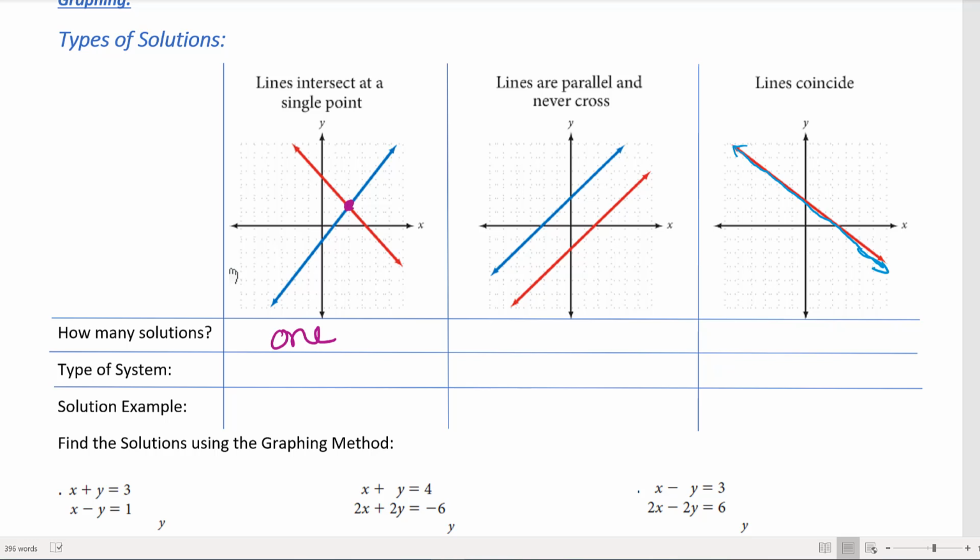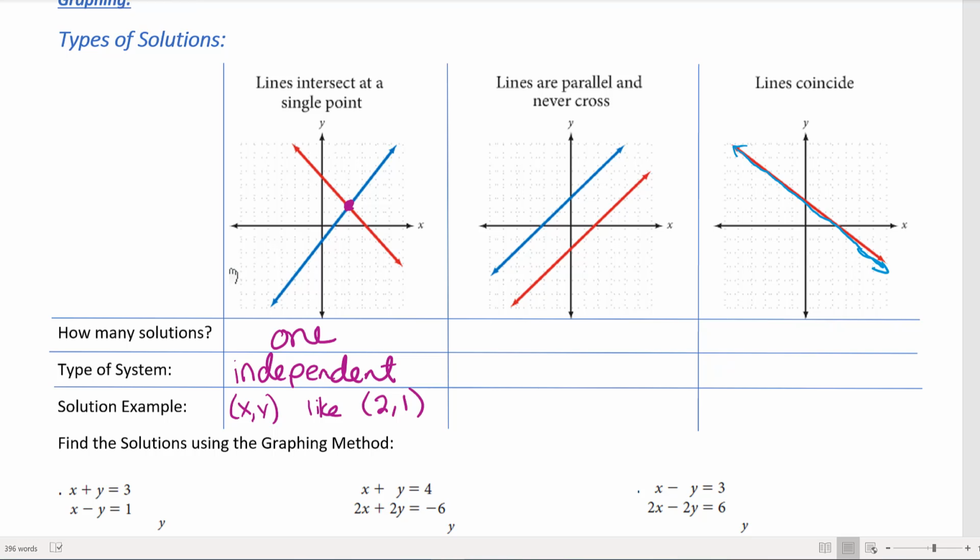This type of system is called an independent system. It's independent because the blue line has nothing to do with what the red line is doing. They're totally doing their own thing, and they happen to cross at some point, but one doesn't tell the other one what to do. They're totally independent. The solution example would be the intersection point, x comma y. Or, like in this case, this point looks like, and I'm just guessing here, about 2 comma 1.